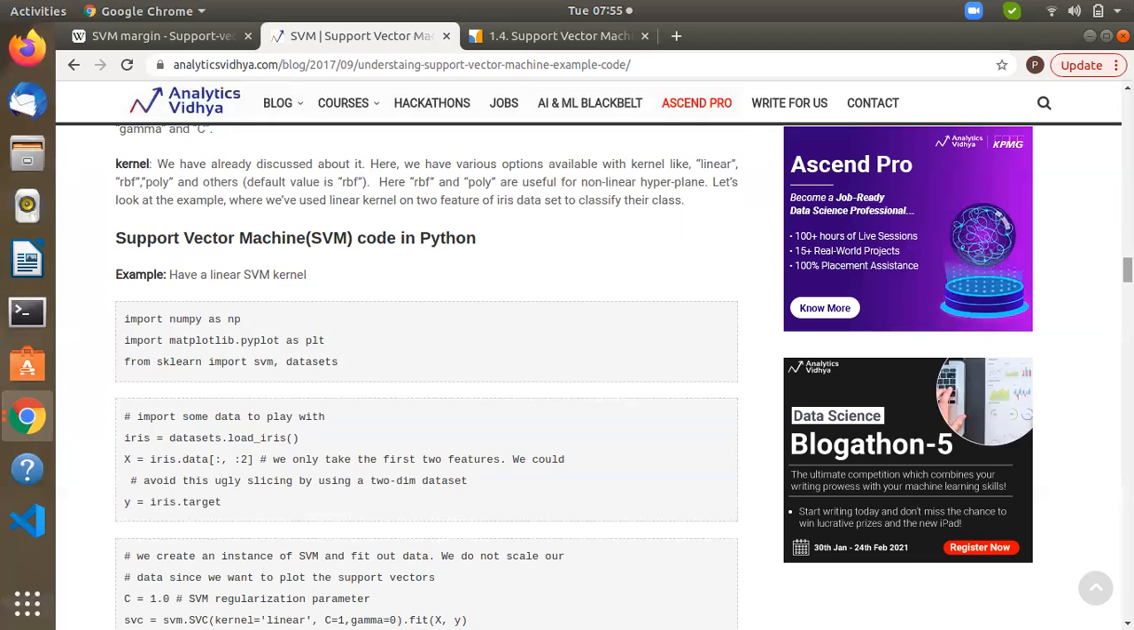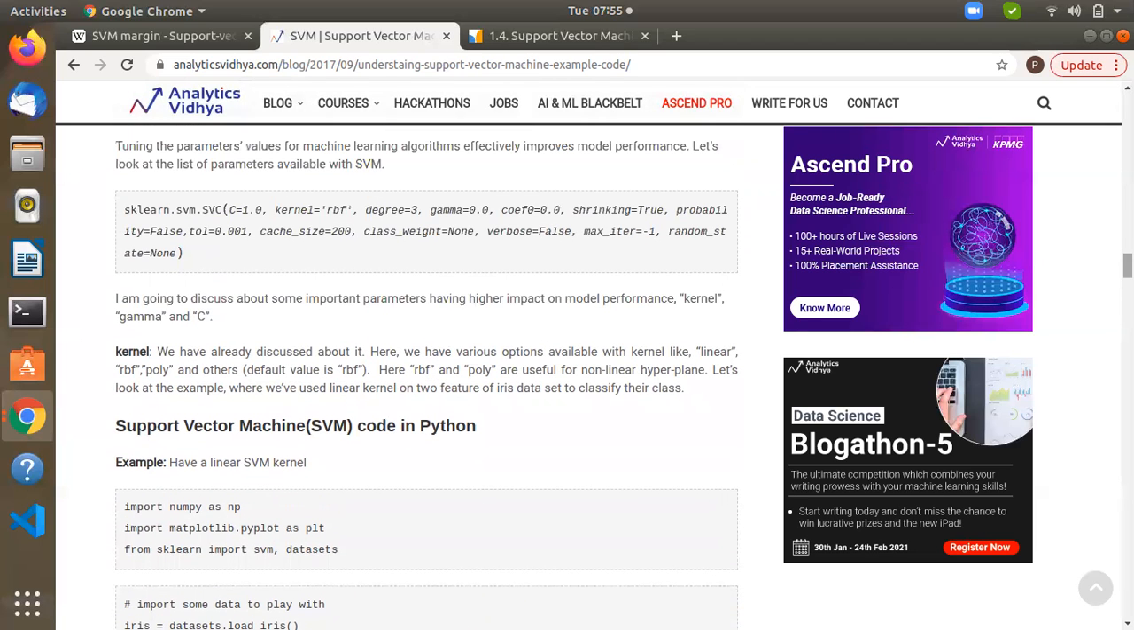There are so many hyperparameters, likewise the SVM kernels. We have to select which SVM kernel to use. There are many kernels, and the degree, the gamma value, probability, cache size, class weight, max iteration, random state, etc. I have to explain this particular C. What is this C value? C is nothing but errors.